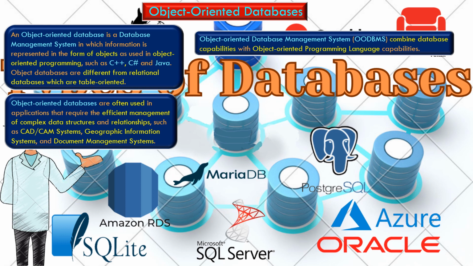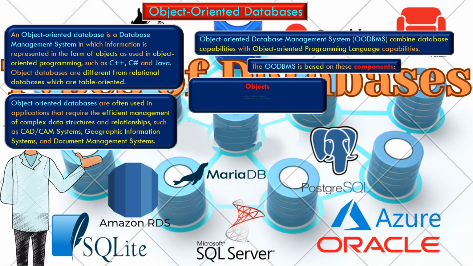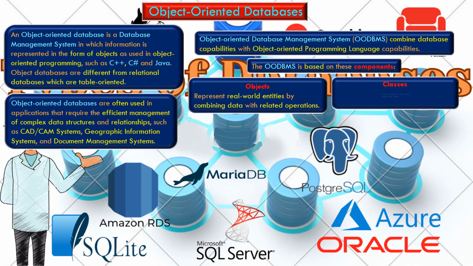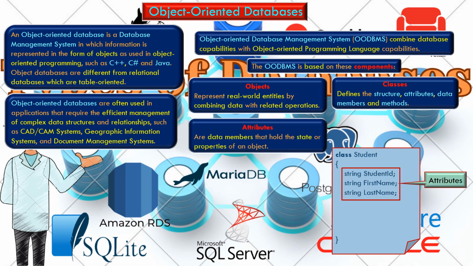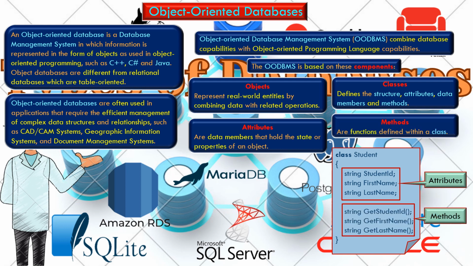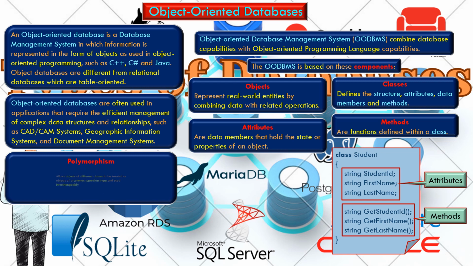Object-oriented database management systems, also known as OODBMS, combine database capabilities with object-oriented programming language capabilities. The OODBMS is based on these components. Objects represent real-world entities by combining data with related operations. Classes define the structure, attributes, data members, and methods. Attributes are data members that hold the state or properties of an object. Methods are functions defined within a class.